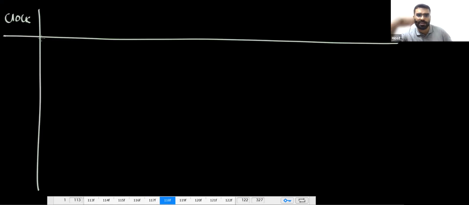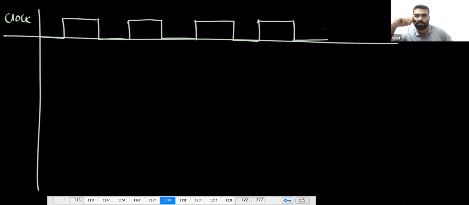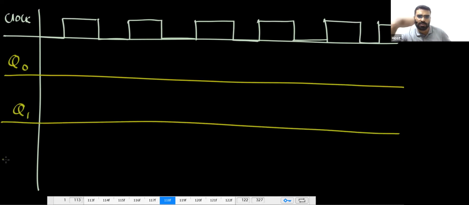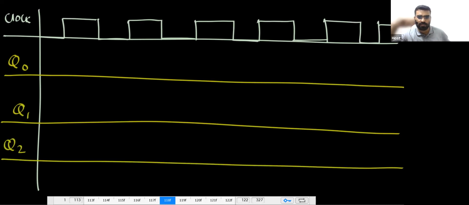Now let's see what will happen in this binary down counter. Let me give you a clock pulse. Okay, this is the clock pulse. So tell me, for Q0, the LSB, what will be the output? For Q1, what will be the output? And for Q2, what will be the output waveform? Assume there is no propagation delay. Then what will be the output? Tell me quickly.